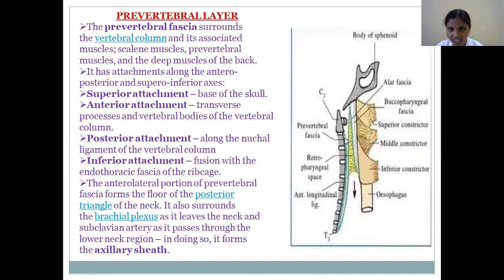Then behind that, there is a prevertebral space, in front of the vertebral column and the prevertebral layer of the fascia. So how many spaces? Retropharyngeal space, danger space, and the prevertebral space. Because of the extent of this prevertebral fascia down to the mediastinum, there is a chance of spreading of infection down to the mediastinum. Even here, in the retropharyngeal space, infection may spread down to the mediastinum.